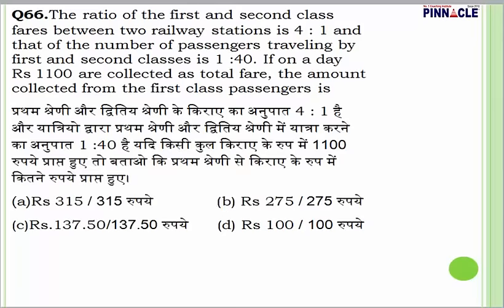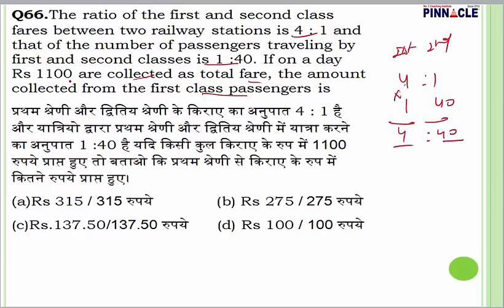Next question, question number 66. The ratio of the first and the second class fare between two railway stations is 4:1, and that of the number of passengers travelling by first and second class is 1:40. If on a day rupees 1100 are collected as total fare, the amount collected from first class passengers is how much? The fare ratio is 4:1. If there is one first class passenger, there would be 40 second class passengers. So the collection ratio is 4:40.